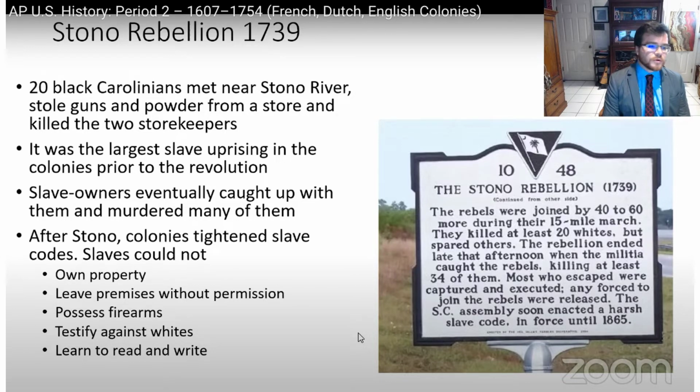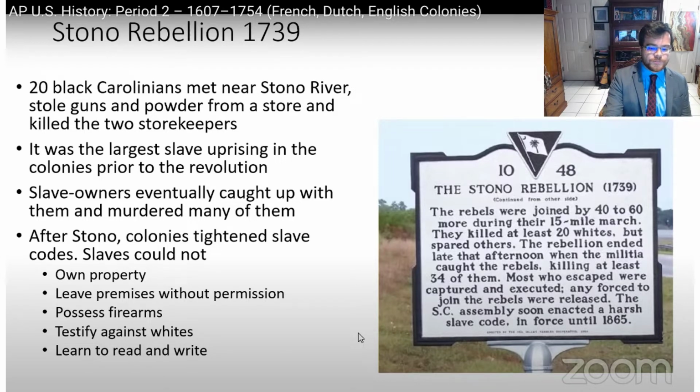Because you have the Stono Rebellion, right, you can connect Nat Turner's Rebellion. There's a whole bunch of different slave uprisings that you can connect. So after the Stono Rebellion, what's the change or continuity? Well, they're going to make restrictions on slavery. They're going to tighten the slave codes. Slaves can't own property, can't leave without permission. They can't possess firearms. They can't testify against whites in courts, and they can't learn how to read or write.